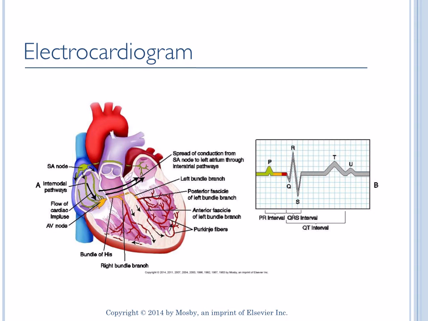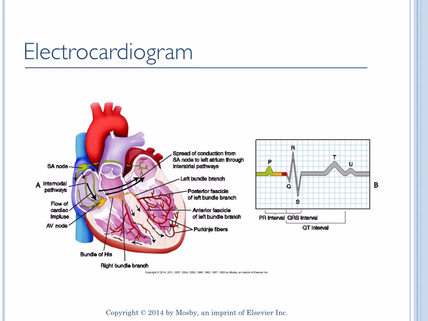Now, impulse transmission through the AV node is delayed for some time, which accounts for the time interval between the end of the P wave and the beginning of the QRS wave. On the slide, you can see it as the small yellow or orange sign. The QRS complex represents depolarization from the AV node throughout the ventricles, and the delay in the AV node accounts for the interval between the end of the P wave and the beginning of the QRS wave.